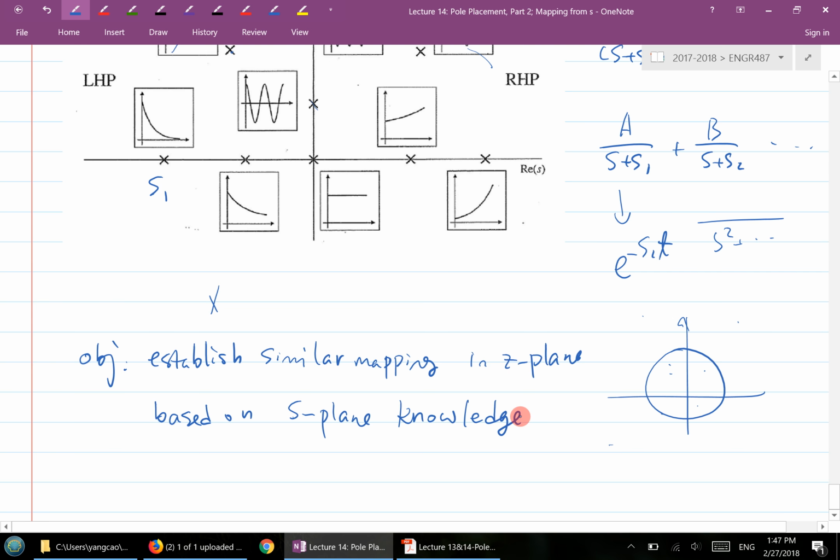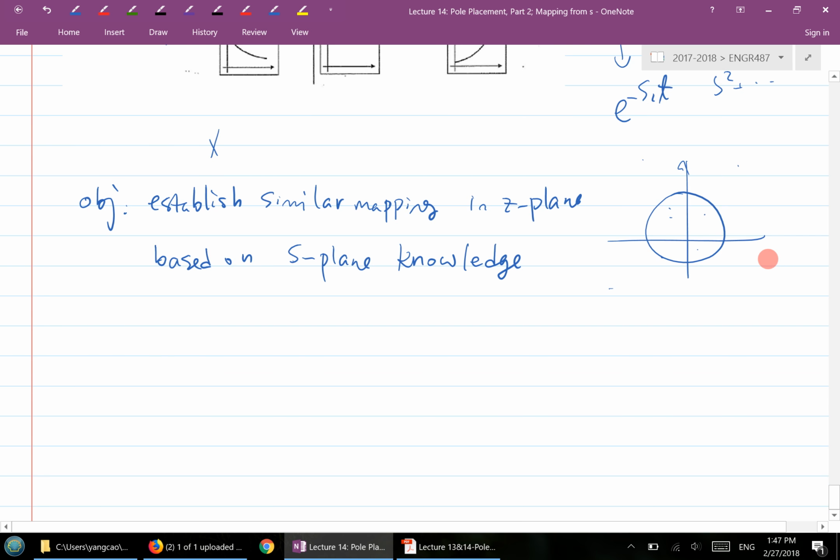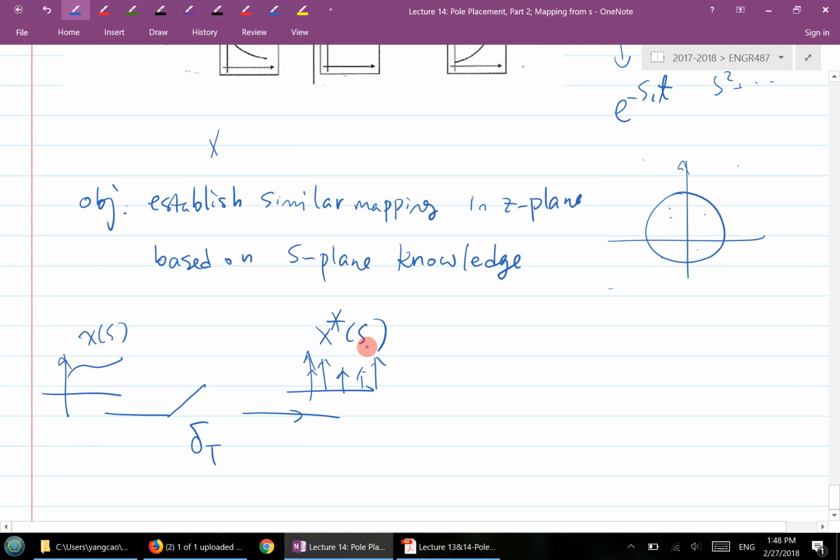I'll give you a very simple example. If you recall, in the second lecture we said, here is a continuous signal input, and let it pass through an impulse sampler. You establish a sequence of impulse outputs here. That's a sampling process, and we call this x of s, and this x star of s.